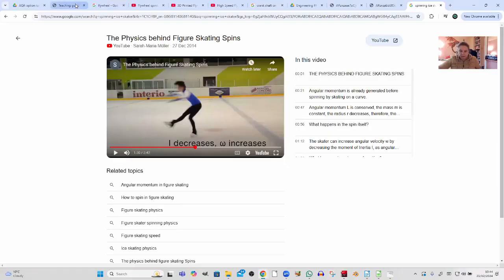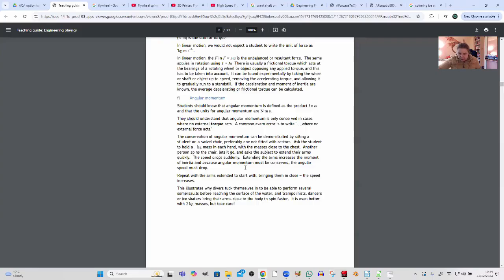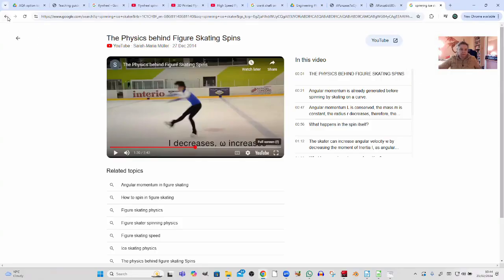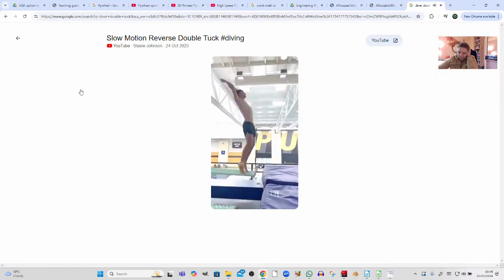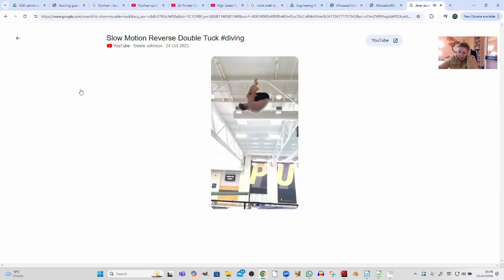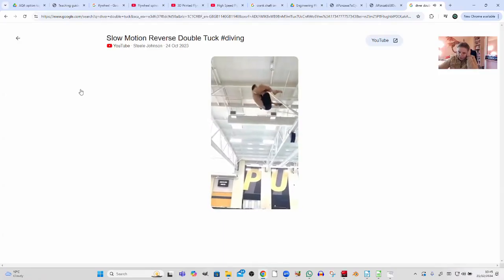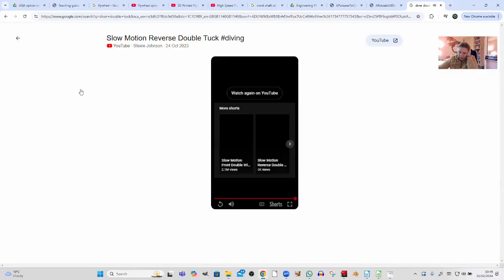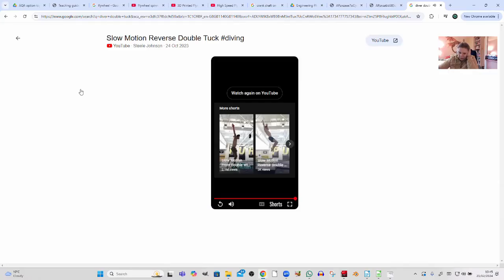Right, where were we? Okay, so this is angular momentum, and oh yeah, that so illustrates why divers tuck themselves in when they spin. So let's go and have a little look. So he brings his arms and legs in so that he can spin fast enough that he can get round twice before landing. Okay, and you can see he was practicing doing it without a swimming pool.